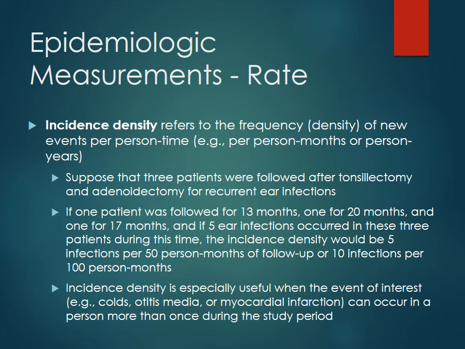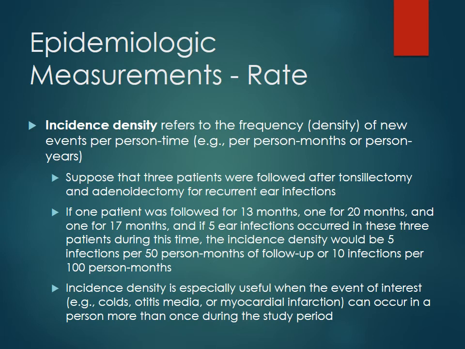And then we mentioned incidence density previously. This is going to refer to the frequency of new events per person time, so say per person over so many months or person years. For instance, if we had 3 patients who were followed after tonsillectomy and adenoidectomy for recurrent ear infections. And again, we're using incidence density for things that can happen more than once.